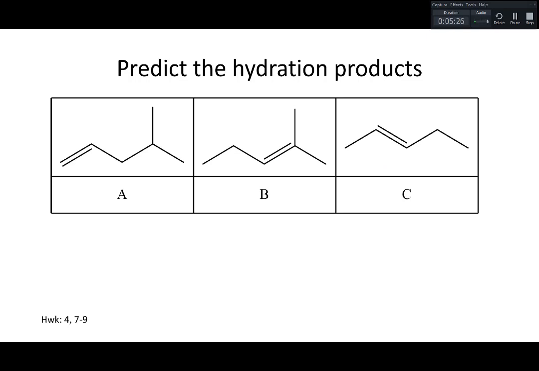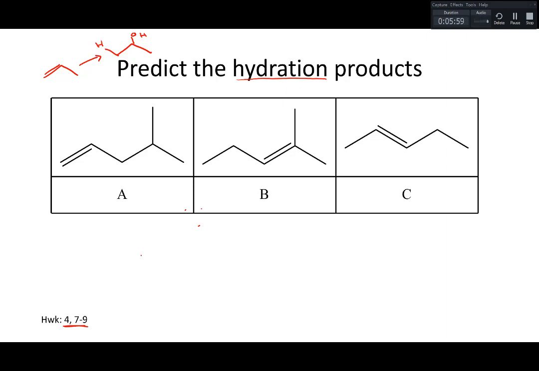So what we'll do before we move on with the mechanism, and you'll notice there's a bunch of problems associated with this, is just try to predict what we call the hydration products. You have to remember that if you have a double bond and you're adding water to it, you're actually adding an OH on one side and an H on the other. So we call these hydration reactions because the net is that you're adding H2O to the molecule.